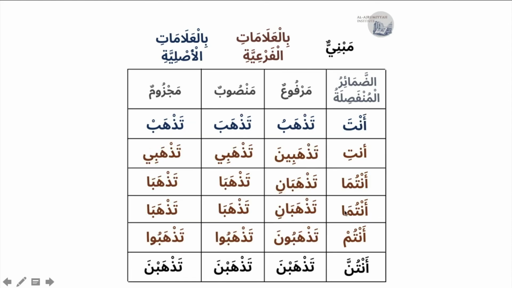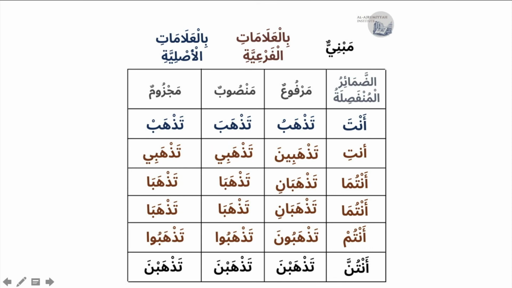Let's go to the second person. أنت: تذهب, تذهب, تذهب takes the original signs. The rest takes either the secondary signs or it's مبني. أنتِ takes secondary signs: تذهبين, تذهبي, تذهبي, again the noon went away to show that it's either منصوب or مجزوم. أنتما: تذهبان, تذهبا, تذهبا. أنتما in the feminine and in the masculine in the second person is the same. أنتم: تذهبون, تذهبوا, تذهبوا. أنتن is مبني, so it's تذهبن, تذهبن, تذهبن, it never changes.